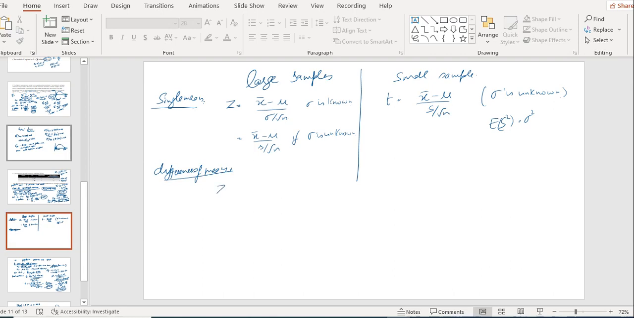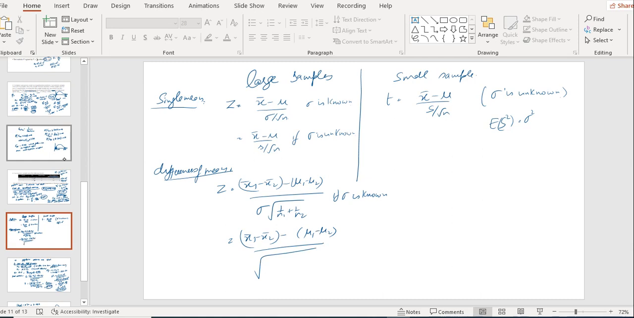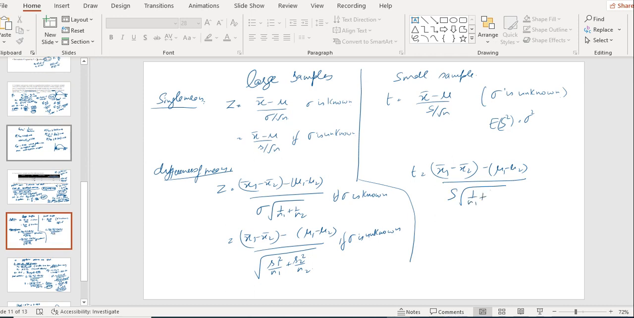And for difference of means, we have the z test as x1 bar minus x2 bar minus mu1 minus mu2 upon sigma into square root of 1 upon n1 plus 1 upon n2 if sigma is known, and if it is unknown then x1 bar minus x2 bar minus mu1 minus mu2 upon square root of s1 square upon n1 plus s2 square upon n2, where s1 and s2 are the sample standard deviations. And for the t-test for difference of mean, we can use x1 bar minus x2 bar minus mu1 minus mu2 upon capital S times square root of 1 upon n1 plus 1 upon n2.